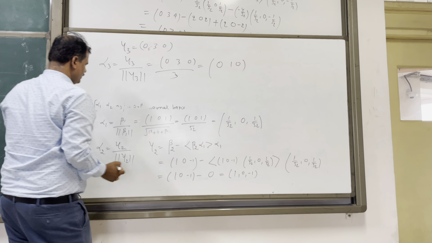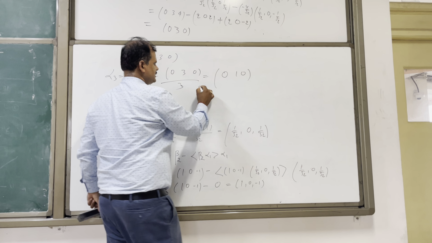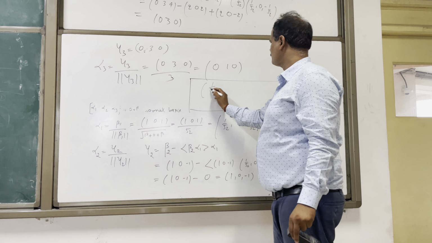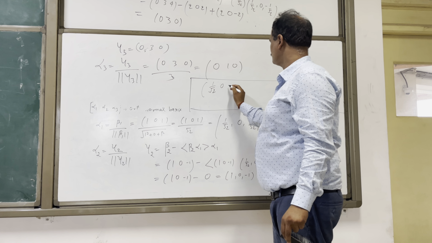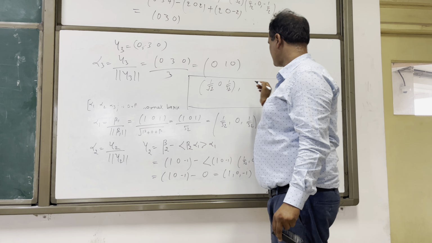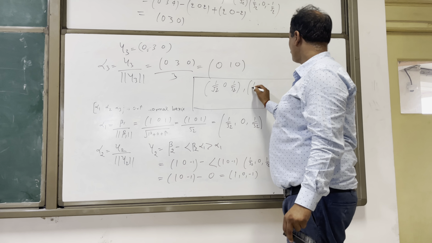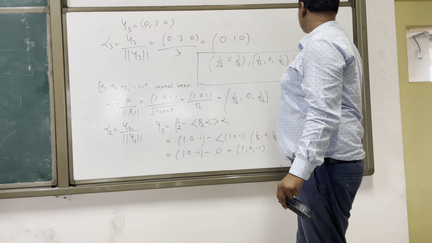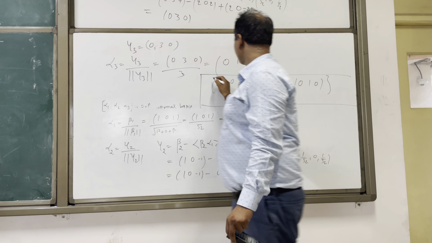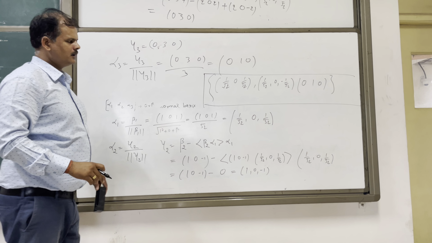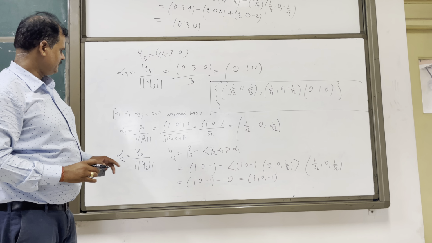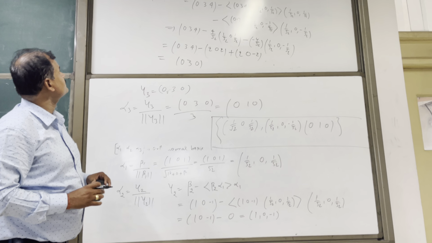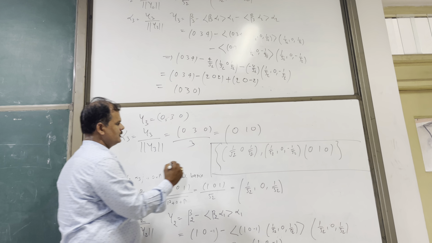So your orthonormal basis will be alpha 1, alpha 2, alpha 3. Alpha 1 equal to (1 by root 2, 0, 1 by root 2), alpha 2 will be (1 by root 2, 0, -1 by root 2), and alpha 3 equal to (0, 1, 0). So this is also a basis of R3, but the property we have is that this is the orthonormal basis. So this is your answer.